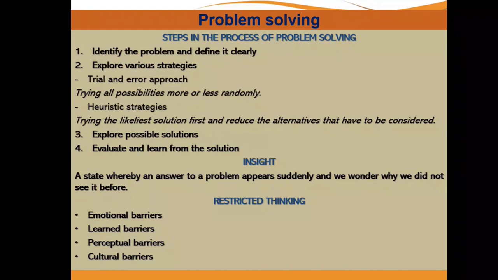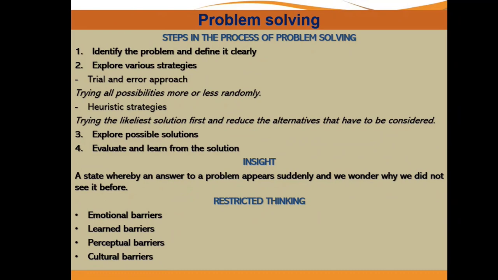For example, you know that one of the keys in the bunch fits the lock, but you do not know which one fits the lock. Your trial and error approach would be to try each one of the keys in order. One by one, try the key. That is the trial and error approach, trying all possible solutions.